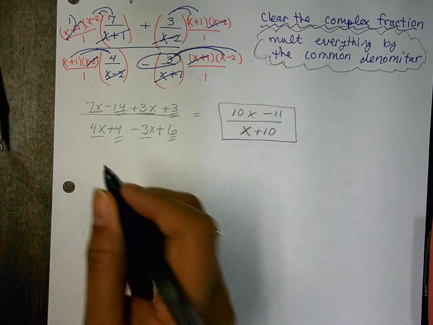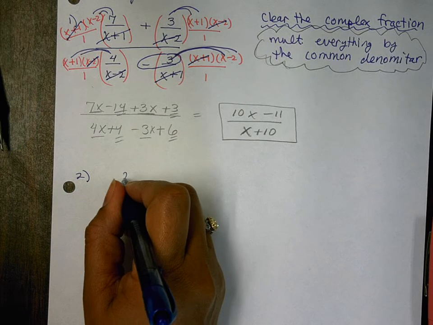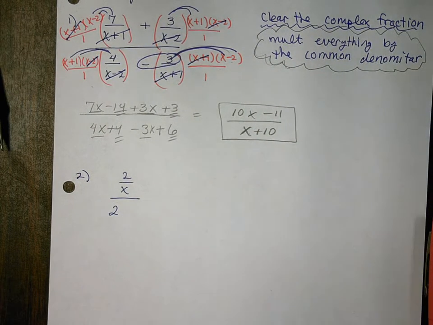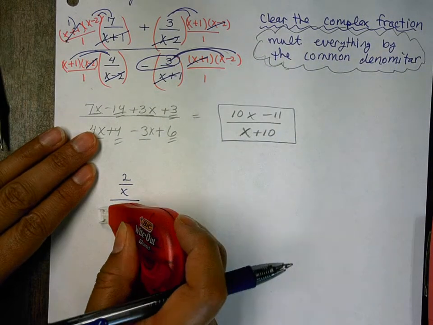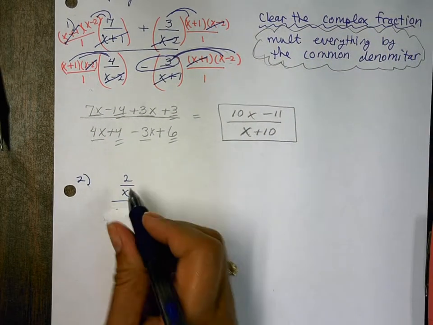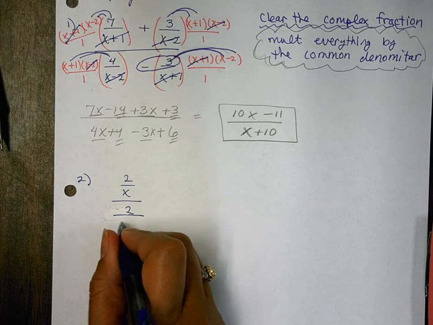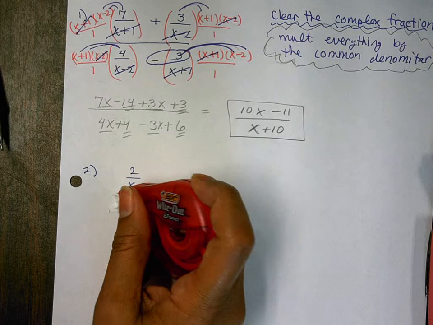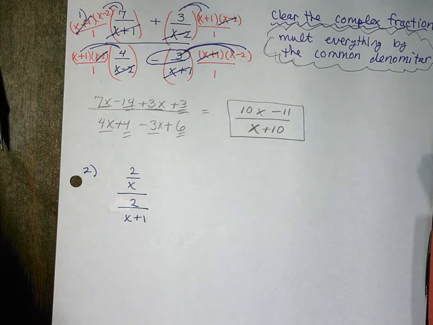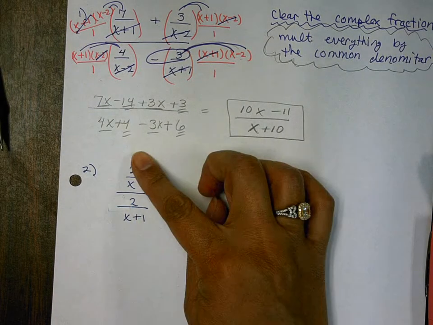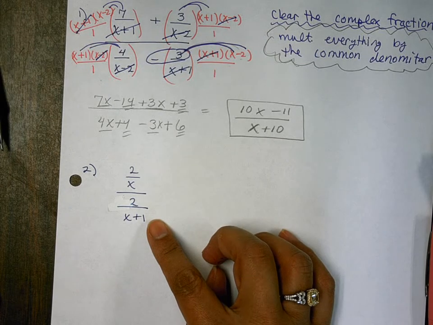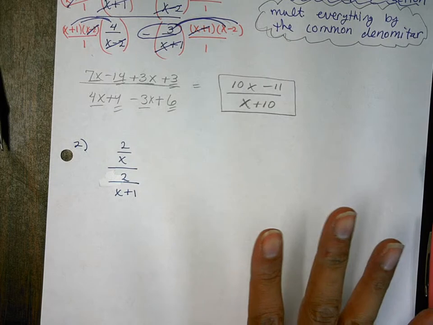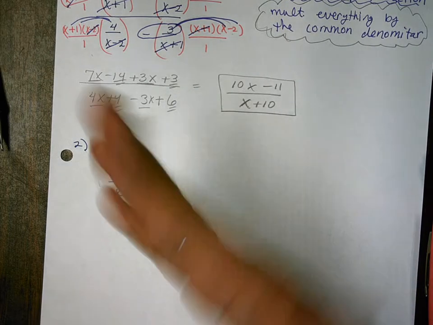Number 2: 2 over x, all over 2 over x plus 1. I'm going to scooch that over just a smidge. All right, it's going to look like this. Now, because it's a single fraction at the top and a single fraction at the bottom, you could multiply by the reciprocal. I'll show you that in a little bit. But right now, I want to show you how to do it the way we did the last one.